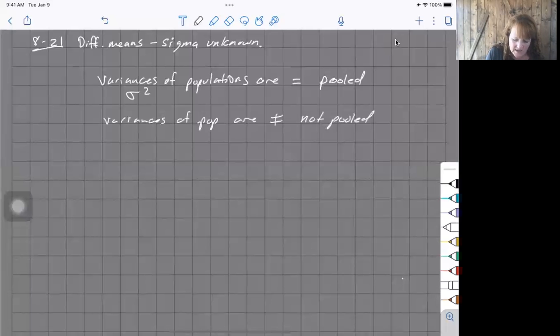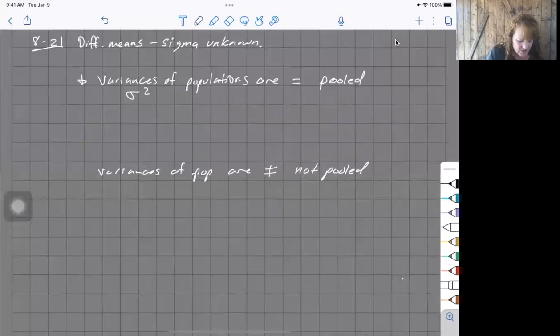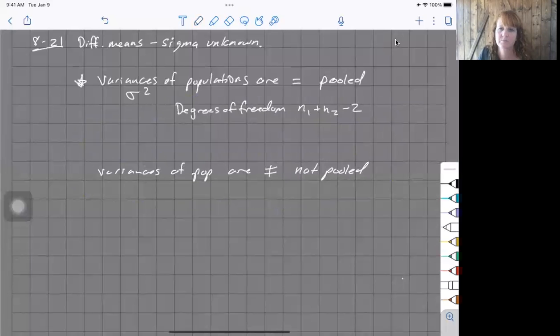Okay, and I'm going to create a little space. I want to put something under here. The other thing that goes with this is if the variances are equal, like they are in this situation here, then the degrees of freedom are n1 plus n2 minus 2. So remember, we need the degrees of freedom because sigma is unknown. And so that means that we're going to do a t-test.